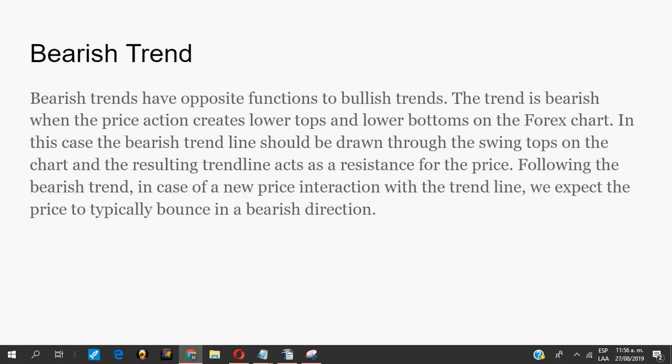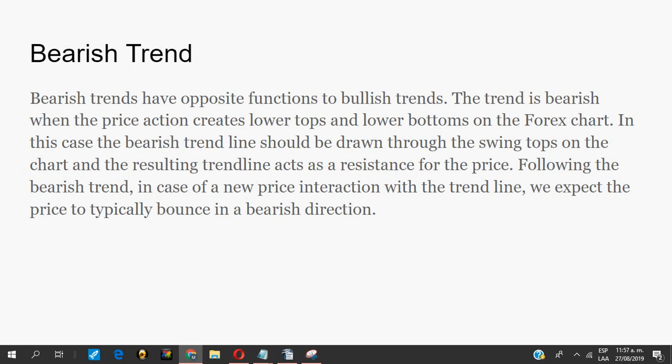What is a bearish trend? Bearish trends have opposite functions to bullish trends. The trend is bearish when the price action creates lower tops and lower bottoms on Forex chart. In this case, the bearish trend line should be drawn through the swing tops on the chart, and the resulting trend line acts as a resistance for the price. Following the bearish trend, in case of a new price interaction with the trend line, we expect the price to typically bounce in a bearish direction.